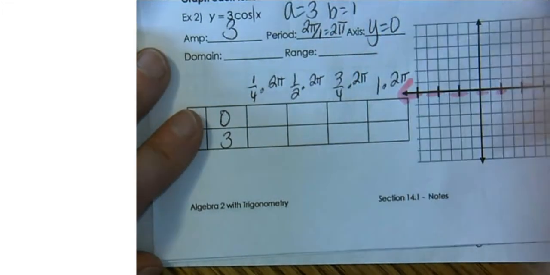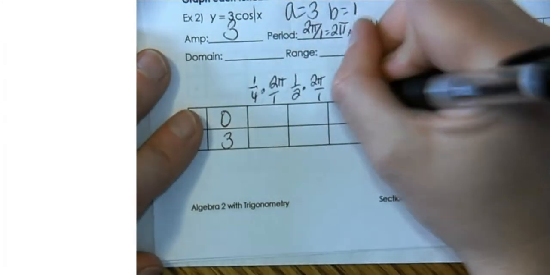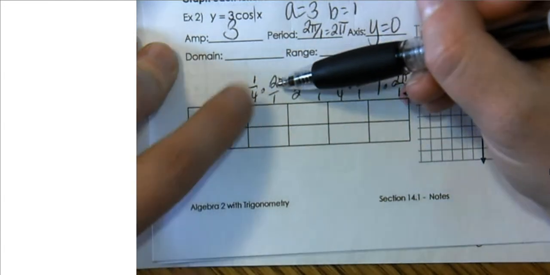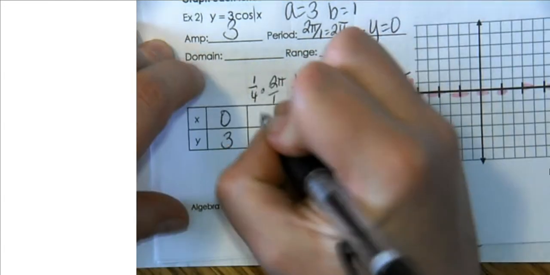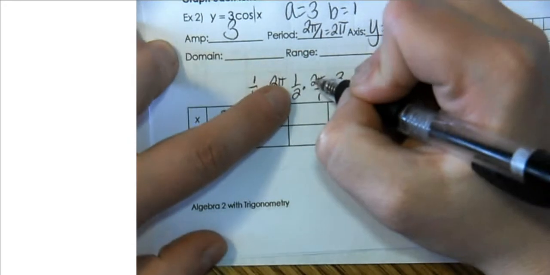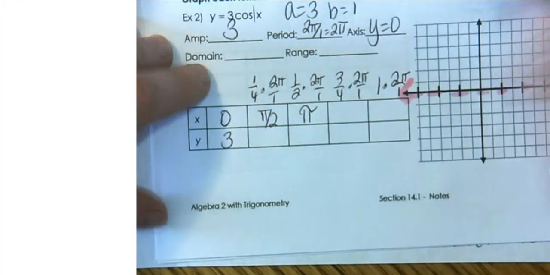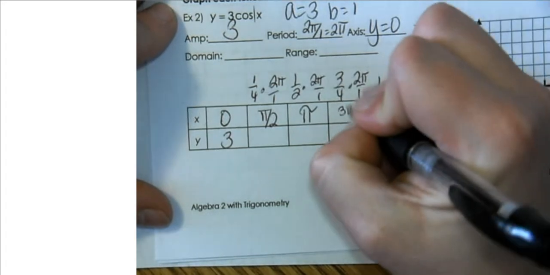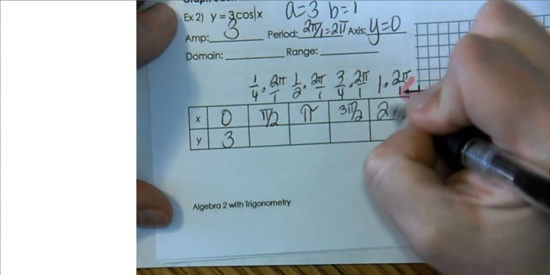And if it helps you to make that 2 pi over 1, that's perfectly fine. We're just going to multiply straight across. So this is going to be 2/4, which is pi over 2. 2/2, that's going to cancel away, leaving us with pi. This becomes 6/4, which is 3 pi's over 2. And 1 times 2 is 2 pi.